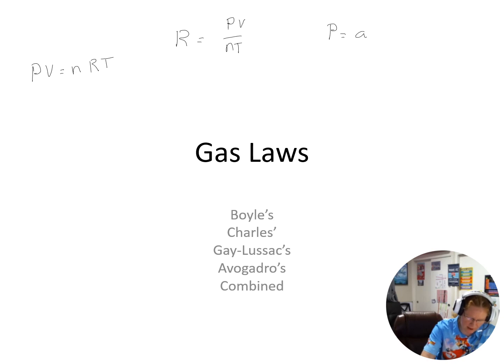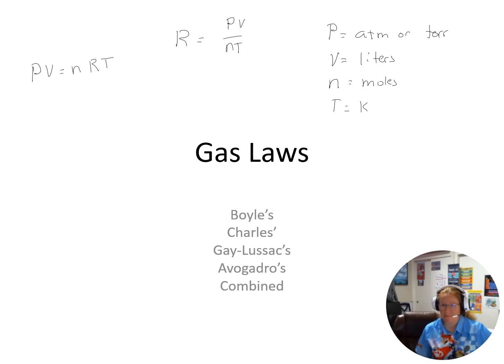Okay, now a few things to keep in mind too: we have to be in specific units. P is either going to be atmospheres or torr. V is in liters. n is moles. And temperature is in Kelvin. Okay, so these are the important units that we use when we work with any of our gas laws. All right, so we're going to look at Boyle's, Charles's, Gay-Lussac's, Avogadro's, and a combined gas law before we get into our ideal gas law.